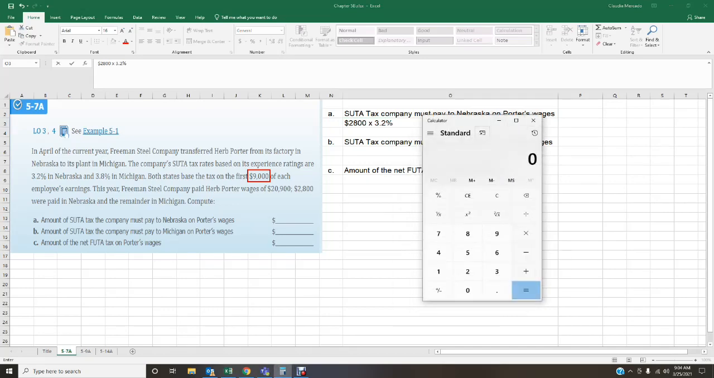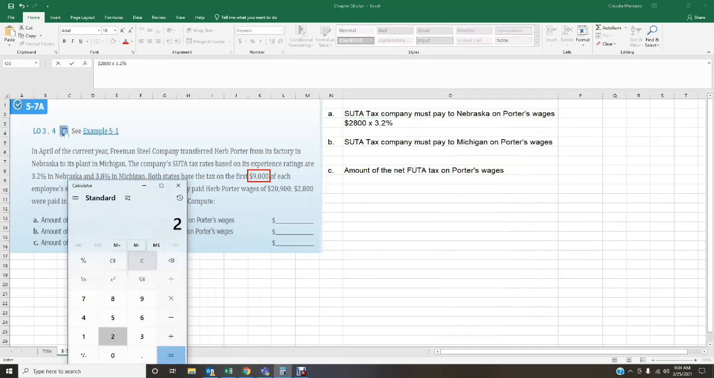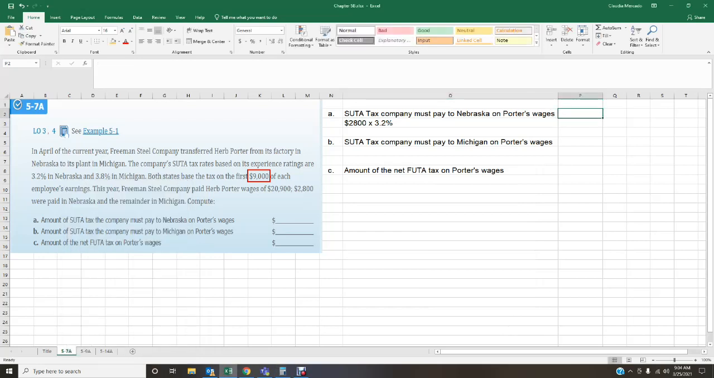Let me get my calculator out. We are doing 2,800 times 3.2%. That gives me $89.60. I'm going to put that right here. So this is a calculation that we're doing right there: 2,800 times 3.2% gave me $89.60. That is how much I owe the state of Nebraska for SUTA taxes for Porter. Now they're asking us to do the same thing, but now for the state of Michigan.